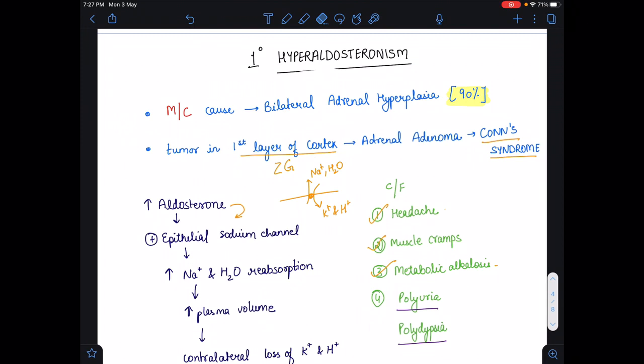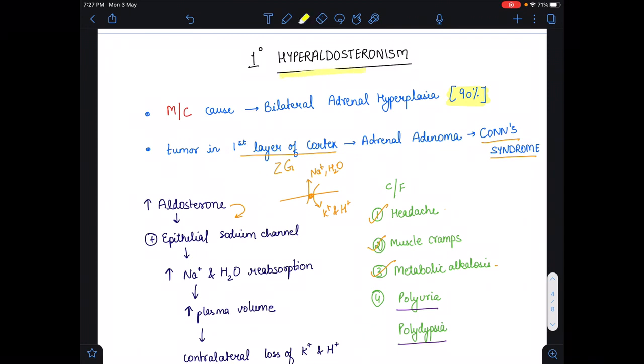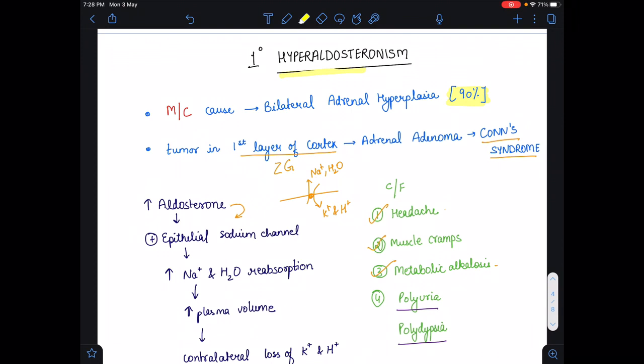The most common cause for this is bilateral adrenal hyperplasia. Around 90% of cases are due to bilateral adrenal hyperplasia. If the cause is a tumor, it is a tumor in the first layer of the cortex, and as we all know, the first layer is the zona glomerulosa. So if there is a tumor in the first layer of the adrenal cortex, the aldosterone level is increased. If the cause is a tumor, we call it Conn syndrome, and if the cause is hyperplasia, it is primary hyperaldosteronism.